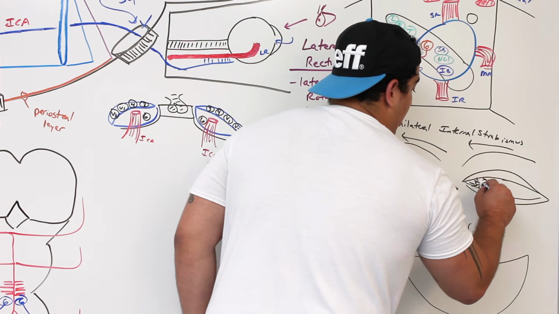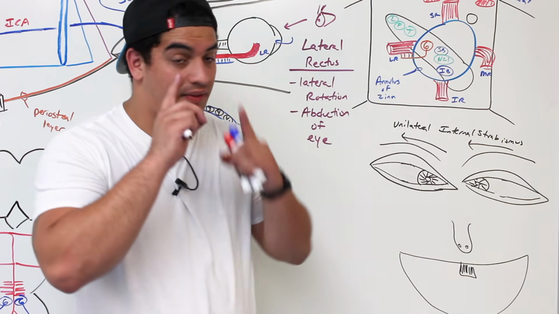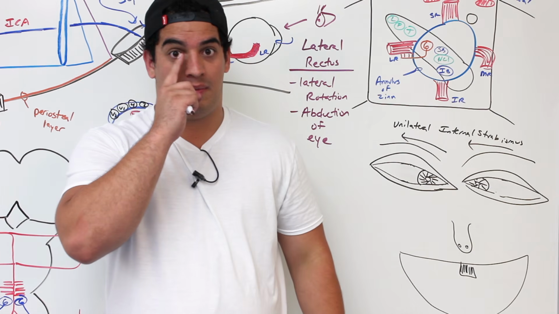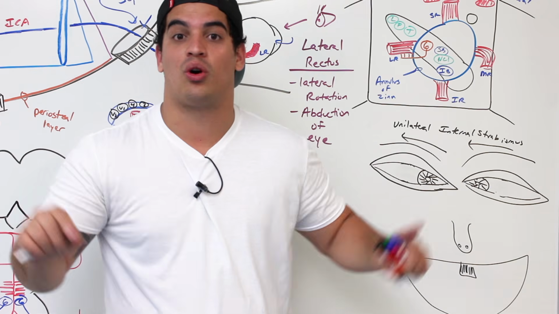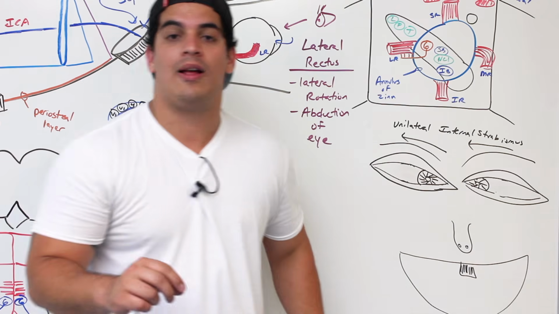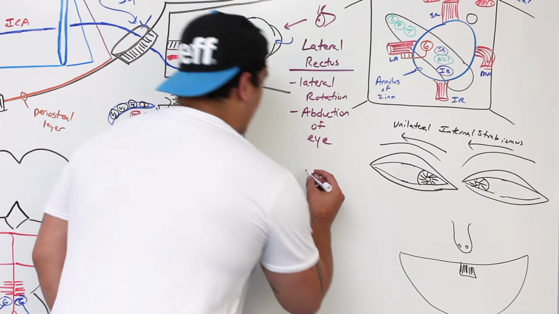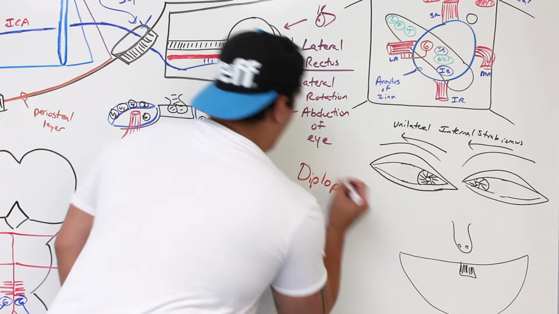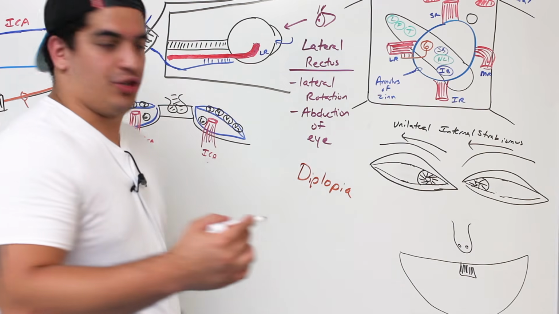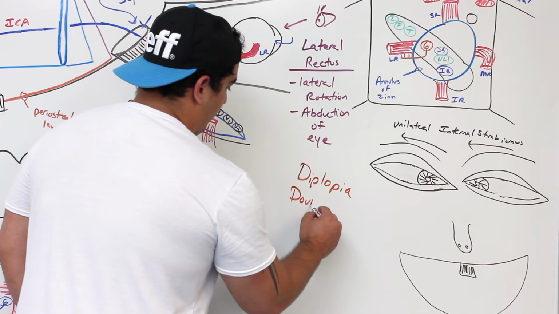Now what's going to happen? Because even at rest, at their straight gaze, this eye is going to be leaning this way, right? And this eye could be standing straight. So because of that, their visual fields are all thrown out of whack. So they can develop what's called diplopia. And this is basically double vision. Okay, so they can develop double vision.